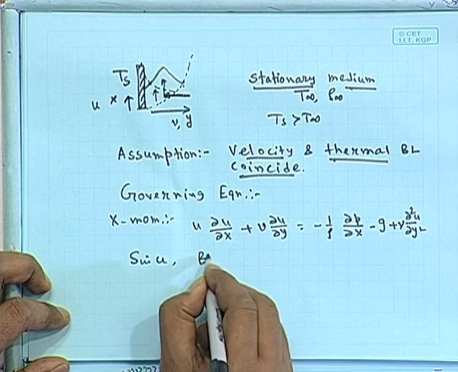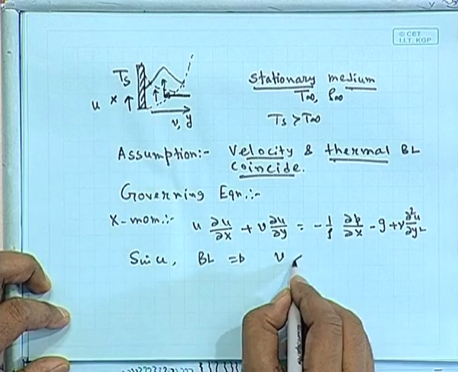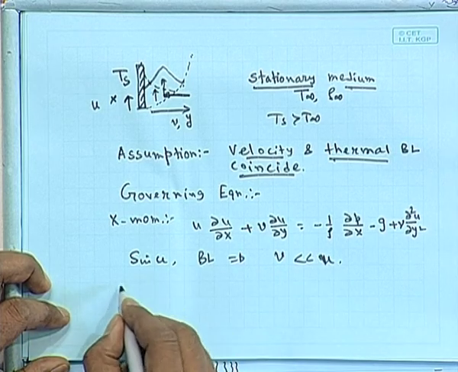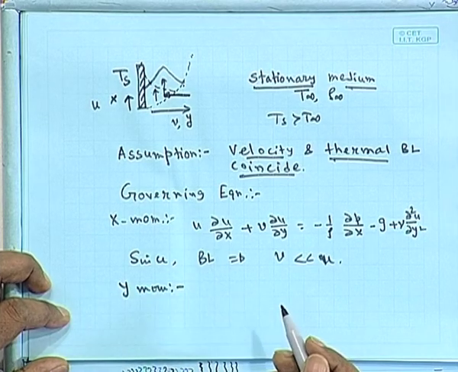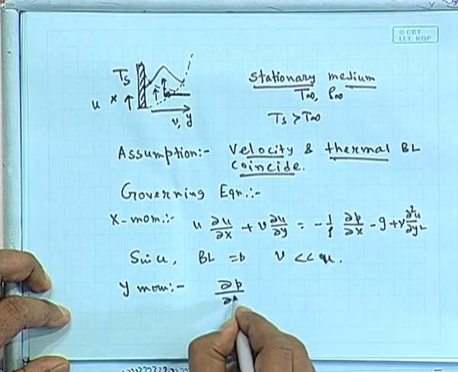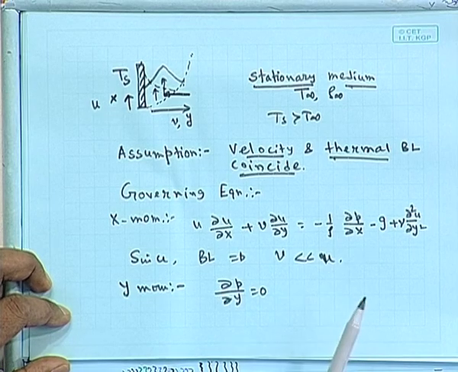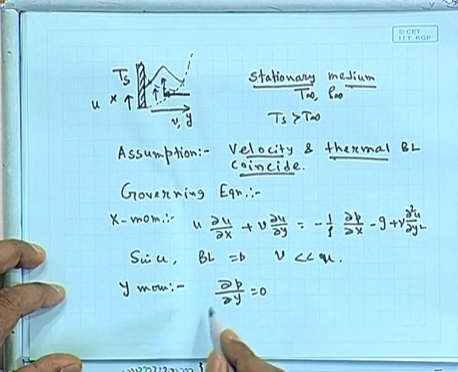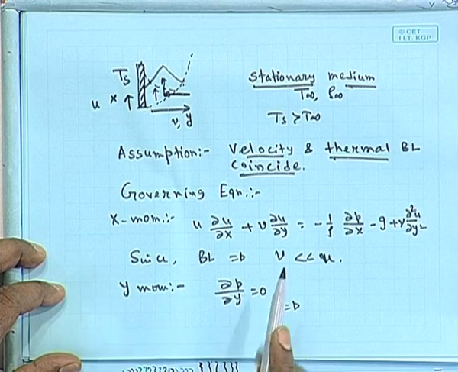Since we are considering it is a boundary layer, that V component will be extremely small compared to U component. So in Y momentum, when you write down the Y momentum equation, then all the V containing terms will vanish, and the only term remaining is del P del Y is equal to 0. If you remember the boundary layer analysis, fine, then you will be having del P del Y equal to 0, you remember this one, right?